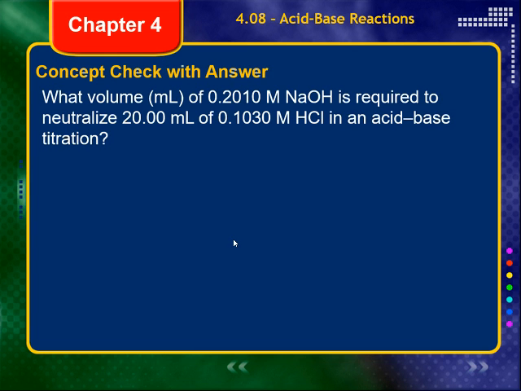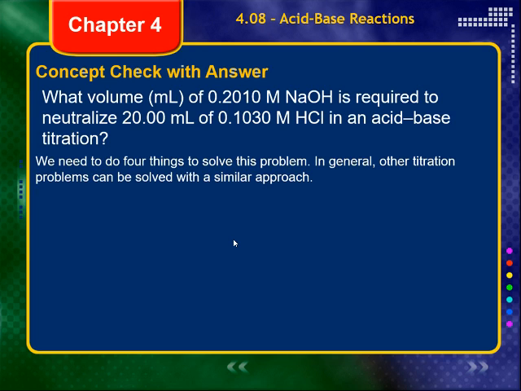So let's try a concept check. Here I'll give you the answer for this, but please press pause so you can do this on your own, because here comes the response. What volume in milliliters of 0.2010 molar sodium hydroxide is required to neutralize 20.00 milliliters of 0.1030 molar hydrochloric acid in an acid-base titration? Here we go.